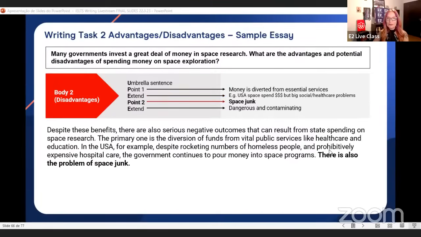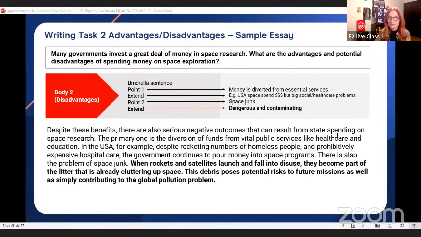And then now point number 2. There is also, here we go, that's another option. There is also, I forgot about this one, the problem of space junk. So that's another way of saying in addition. Now we're going to explain. When rockets and satellites launch and fall into disuse, they become part of the litter that is already cluttering up space. This debris poses potential risks to future missions, as well as simply contributing to the global pollution problem.